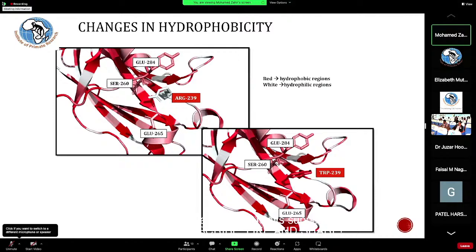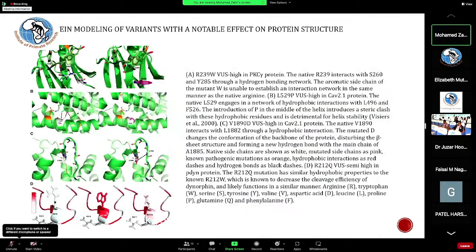Using that protein modeling process, we were able to do protein modeling for 8 mutations, of which 4 were found to have a pathogenic effect. These 4 are provided in the slide that you see here. One of them is R239W, the second one is L529P, then we have V1890D, and we have R212Q.